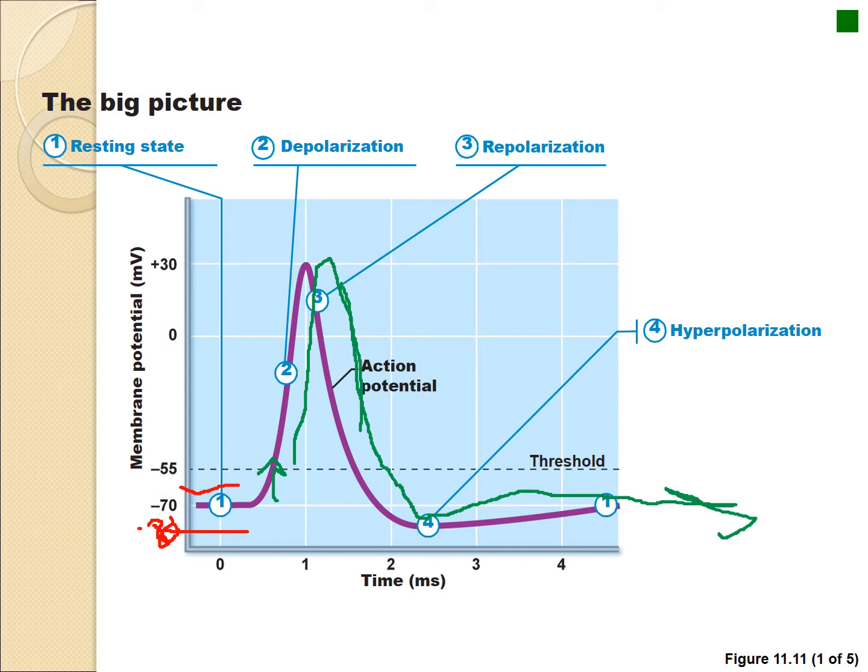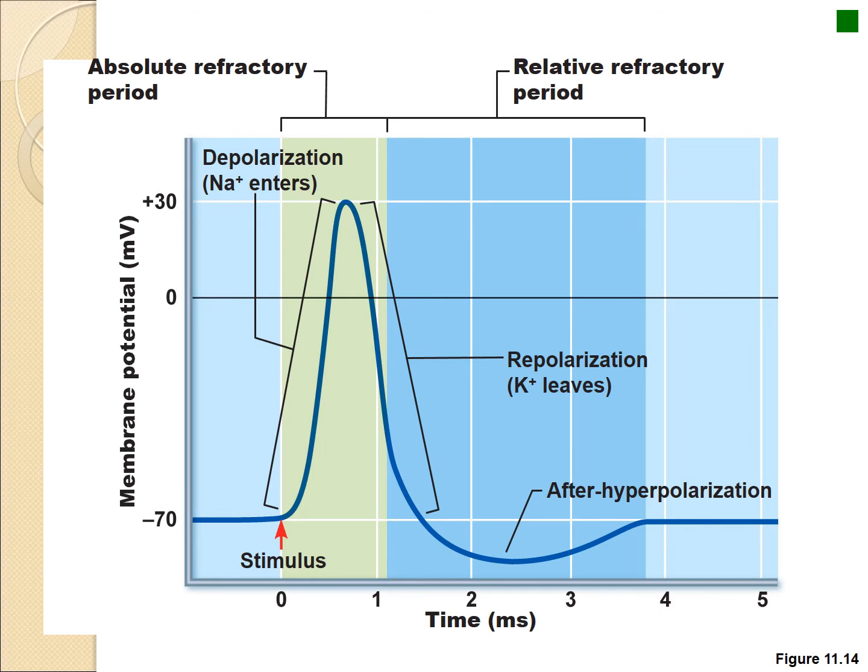So just be aware of what's going on here and understand the concept of this. So here's a more detailed view of what we call the action potential chart. So there's your minus 70.